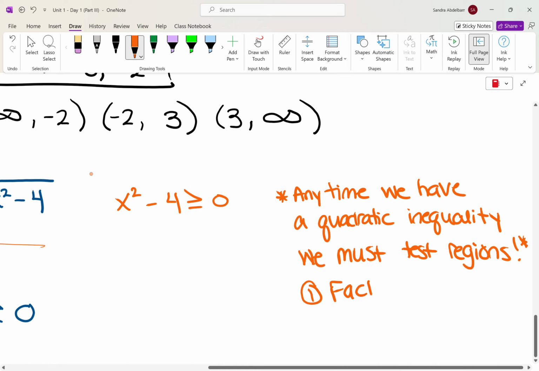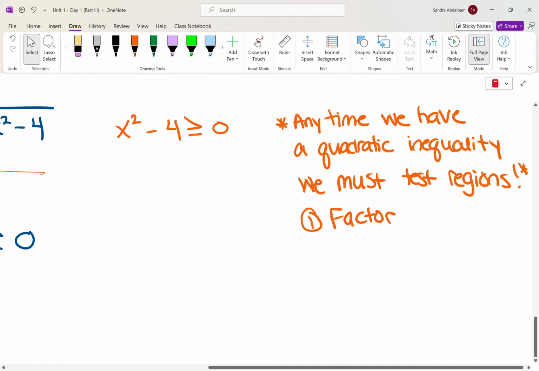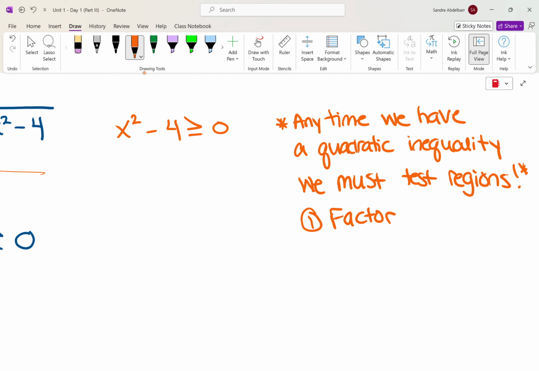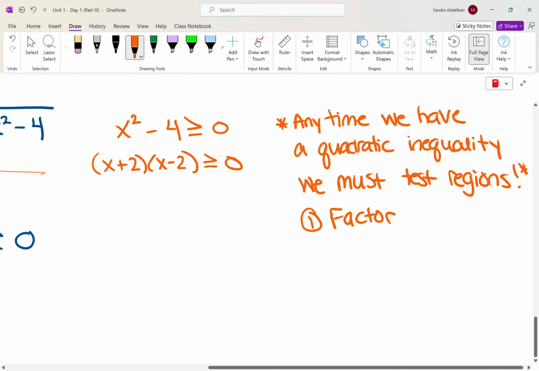So step 1, factor. So this is a difference of 2 squares. So when we go to factor this, it's going to be x plus 2, x minus 2 is greater than or equal to 0. Does anybody need to explain how I factored that? Okay, great. Then what you want to do is you are going to solve for x, but those are just going to be your testing numbers.